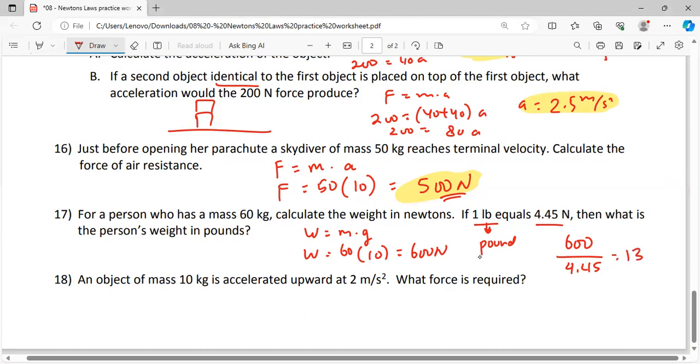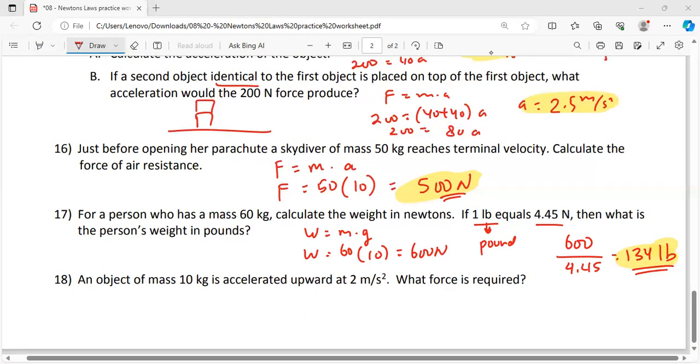But I don't think in Indonesia this kind of problem will come out in your test. Maybe overseas, because in Indonesia we don't use pounds as the usual unit in our daily life.